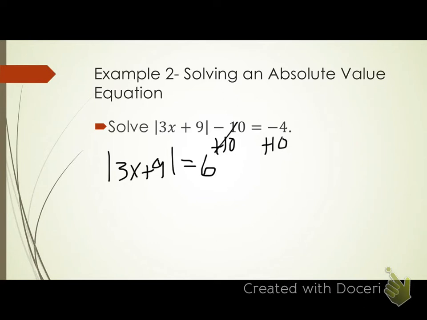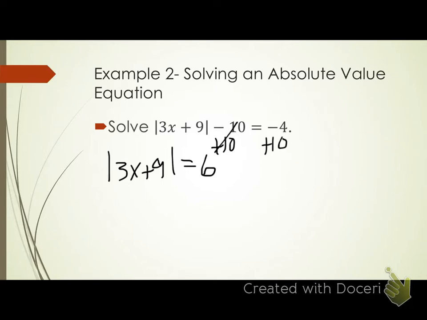Now, is my absolute value completely by itself? Yes, it is. Now, is my c value greater than or equal to 0 or less than 0? Greater than or equal to. So does that mean I can set up my two equations, or is it no solution? If it's greater than or equal to 0, I can set up my two equations. Does everyone understand that? Make sure the absolute value is completely by itself first. Then look at c.